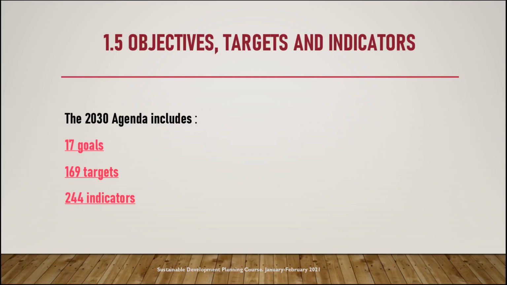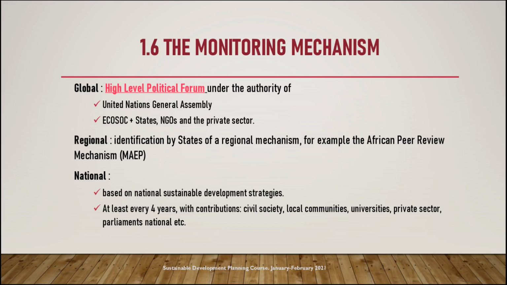So the objective, the target, and indicators of the agenda: 17 goals, 169 targets, 244 indicators that can be viewed by clicking on the hypertext link, the hyperlinks.